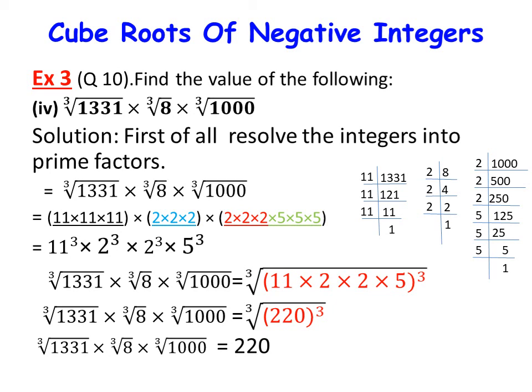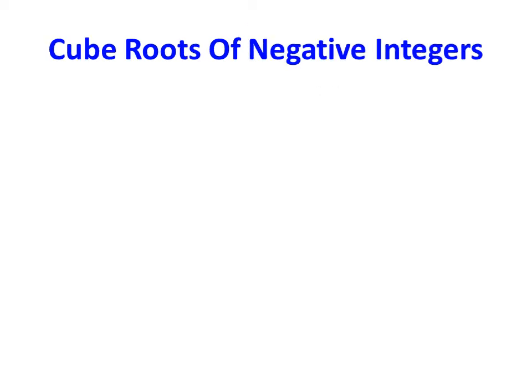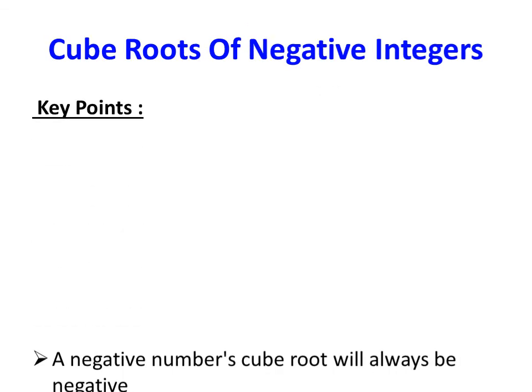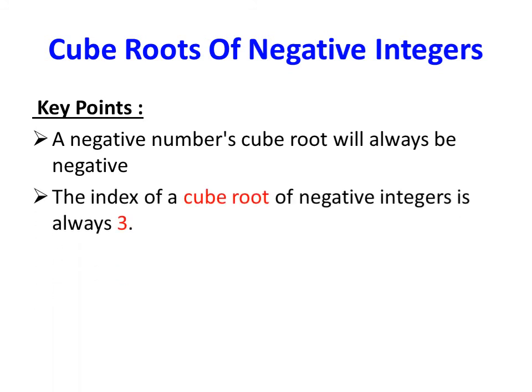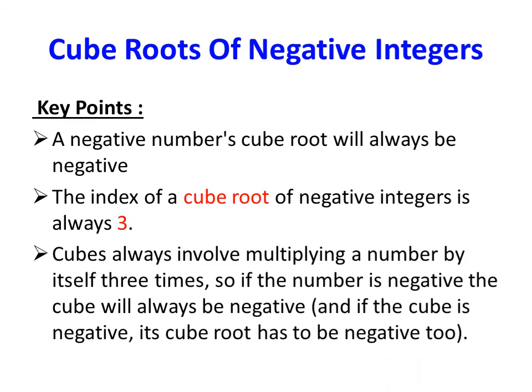Now, let us discuss the key points which we have covered. The key points today are that a negative number's cube root will always be negative. The index of a cube root of a negative integer is always 3. When you are taking a cube root, either you are dealing with positive integers or negative integers, your index will always be 3. And as cubes always involve multiplying a number by itself 3 times, if the number is negative, the cube will always be negative, and if the cube is negative, then the cube root has to be negative too.